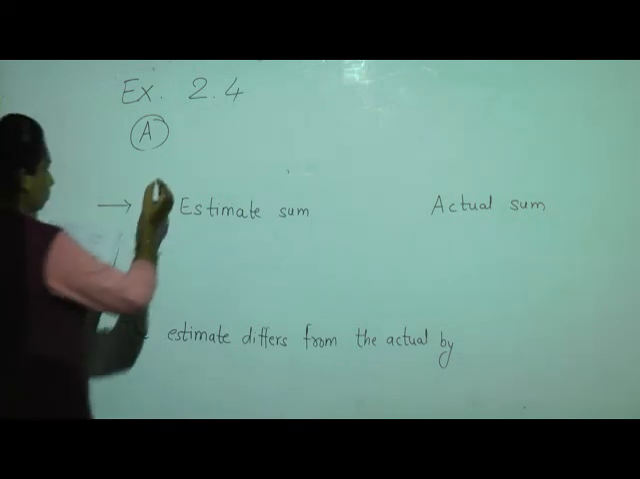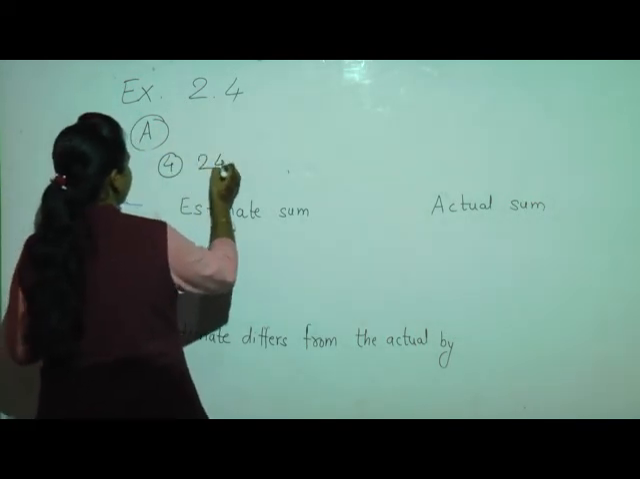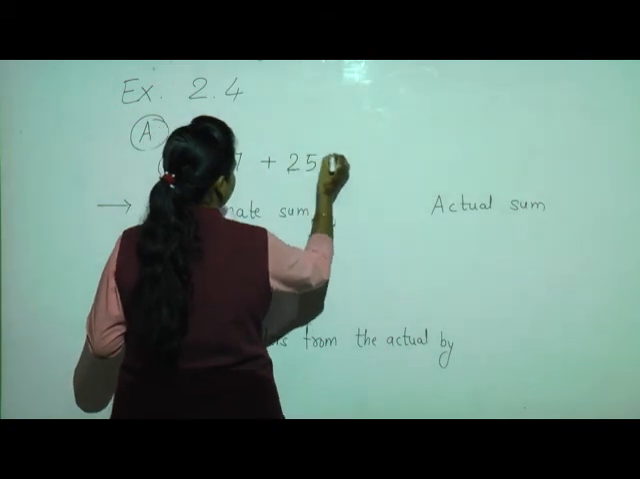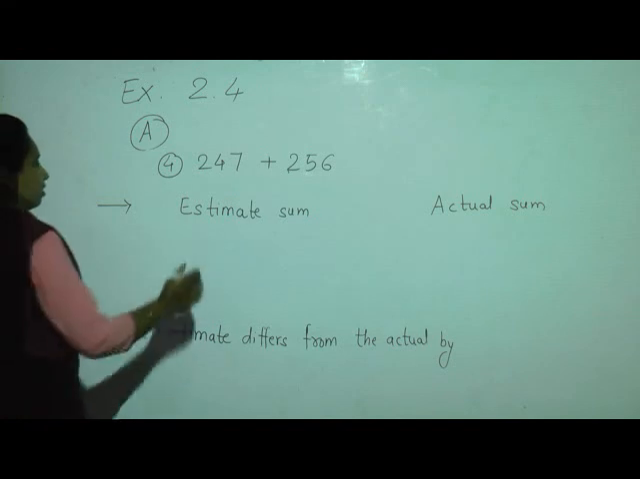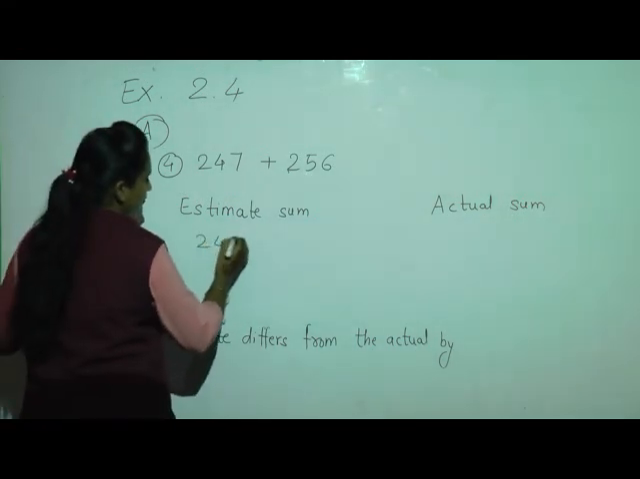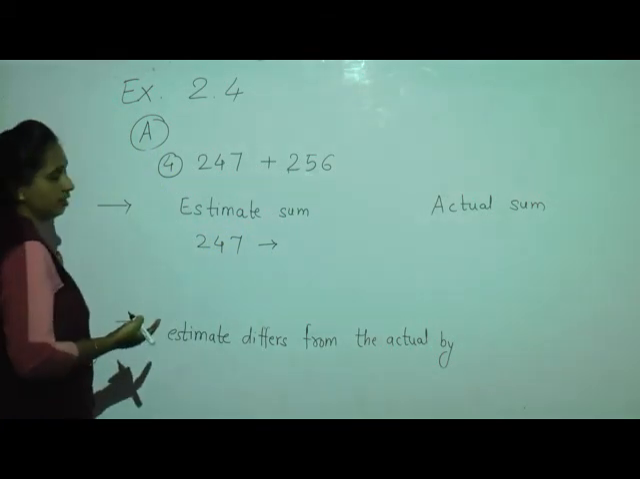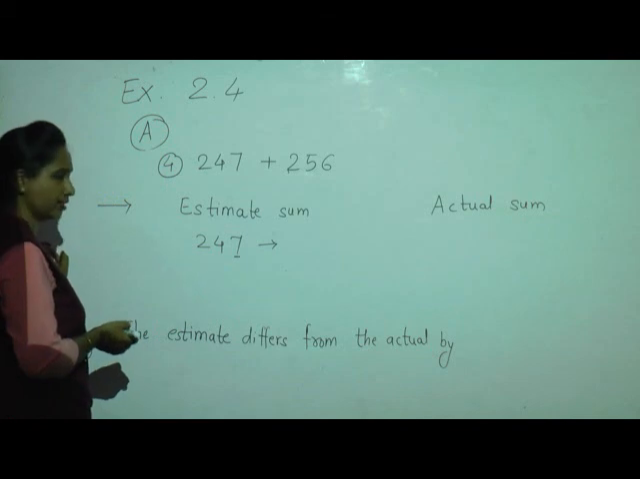Now we will solve the fourth one. What is the fourth one? 247 plus 256. Okay, so I'll write the first number here, 247. We have to find out the nearest tens. Underline the ones place when you are doing nearest tens.